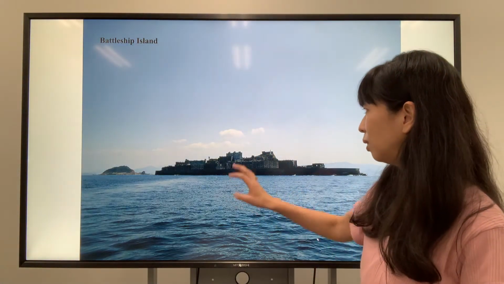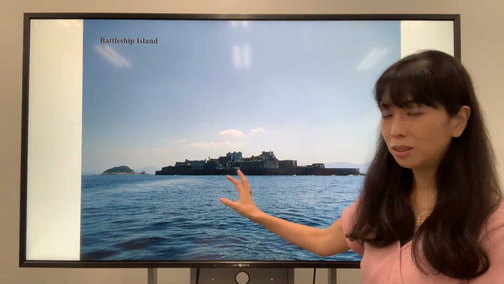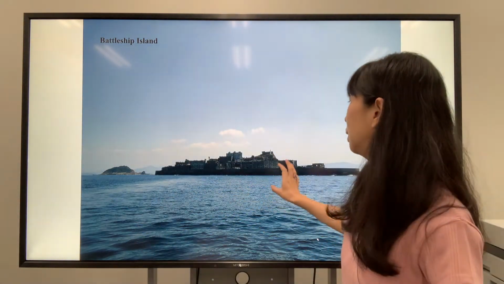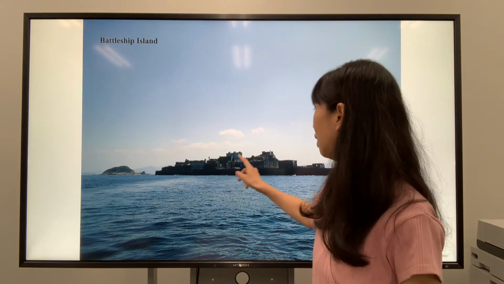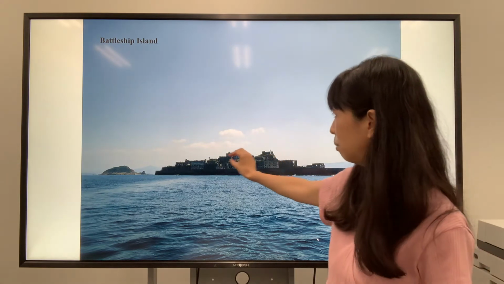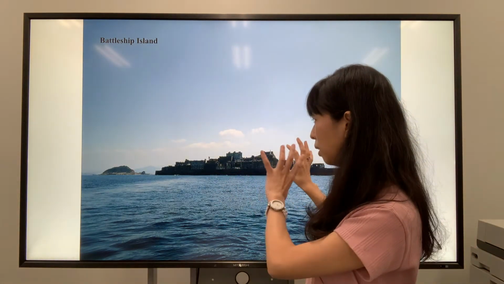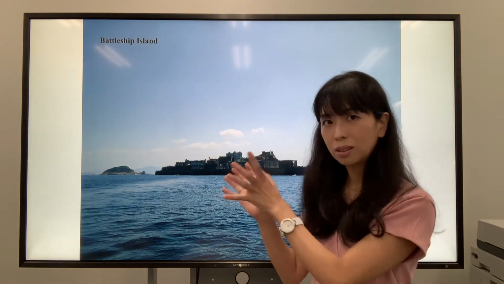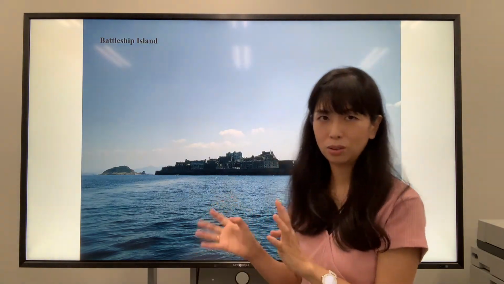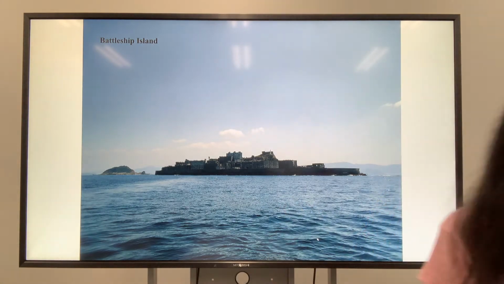And imagine this during the nighttime. All these things are very dark, and then you have the sea. You have these lights that have been lit from the residential area. These are the apartments. So you can really imagine that during the nighttime, it really looks like a battleship. So this is why the nickname of this island is called the Gunkanjima.